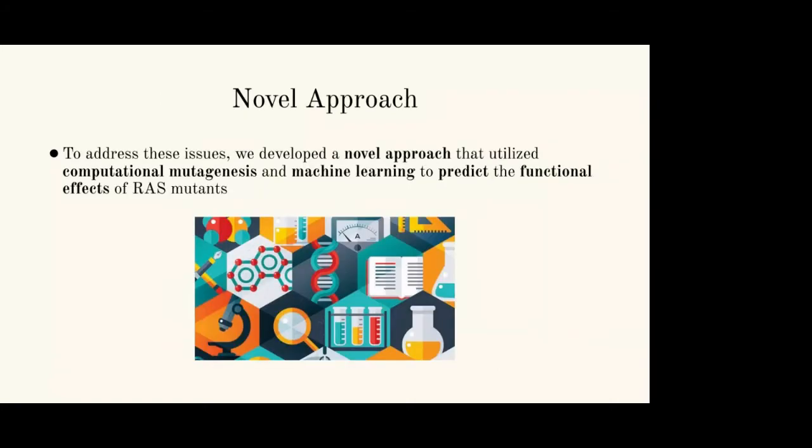So basically the focus of this research that we conducted was to develop a novel approach that utilized computational mutagenesis and machine learning to predict the same functional effects of RAS mutants, but by virtue of having everything done through computational mutagenesis and machine learning, we didn't have any of those downsides from the previous research because literally everything was done through a computer.